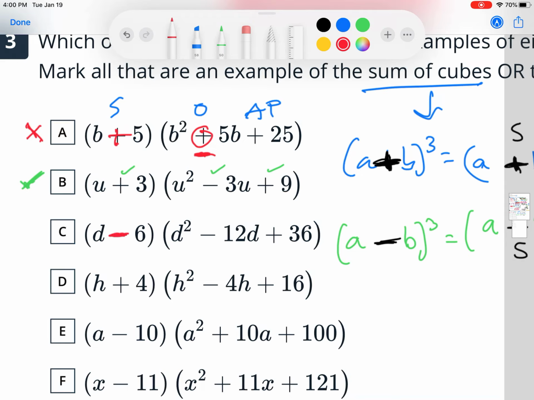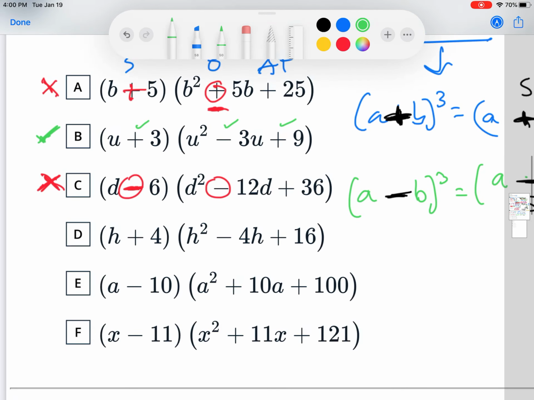Same, opposite. Are these opposites? No, so wrong. It's like a D. I have a plus. So what's the opposite of that? That's a minus, then plus. So if your b value is 4, 4 squared is 16, so that works.